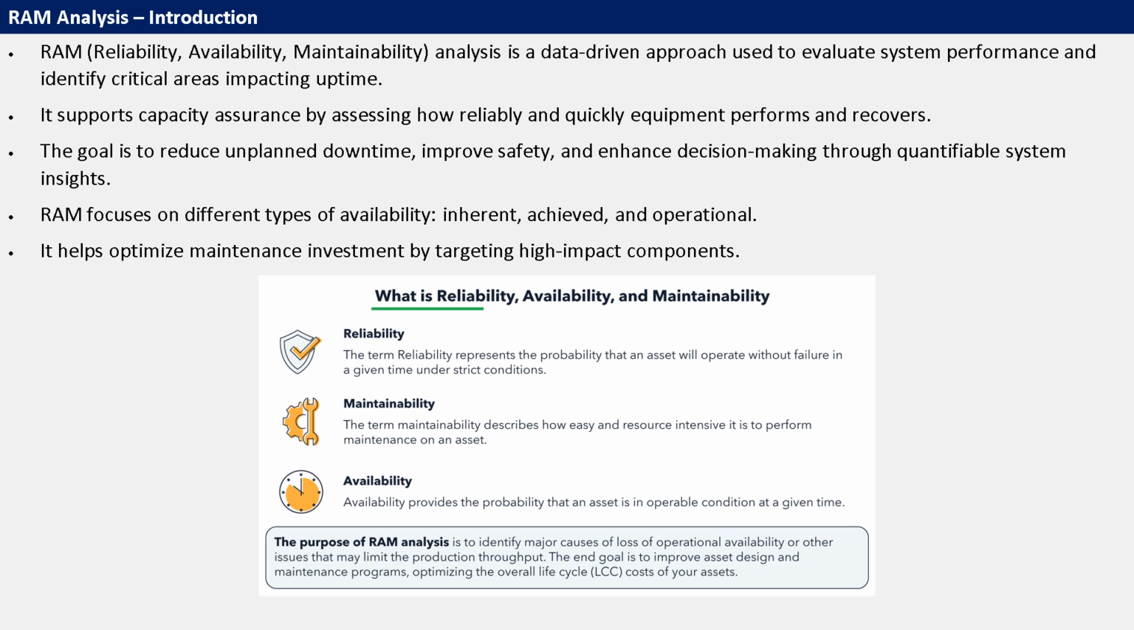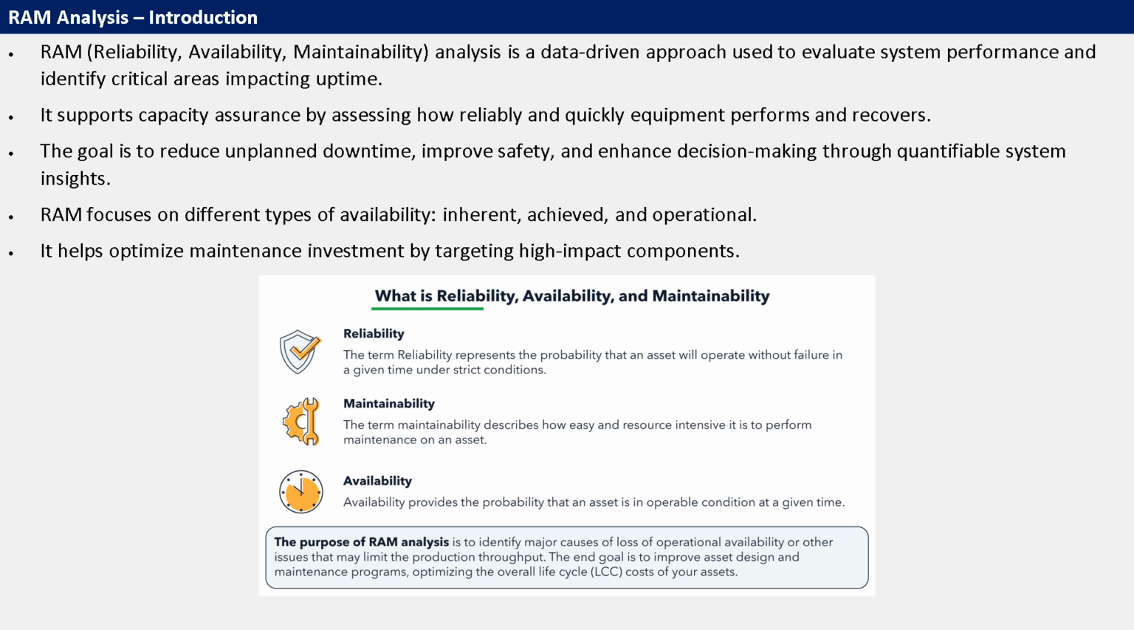Maintainability. RAM analysis is not just about looking at individual machines. It models the interactions between components in a system and how failures in one part impact the whole. It's a foundational tool in asset-intensive industries like oil and gas, power generation, manufacturing, and defense.